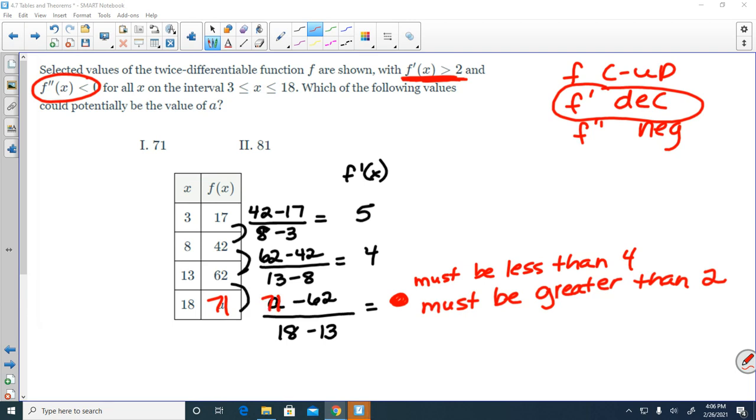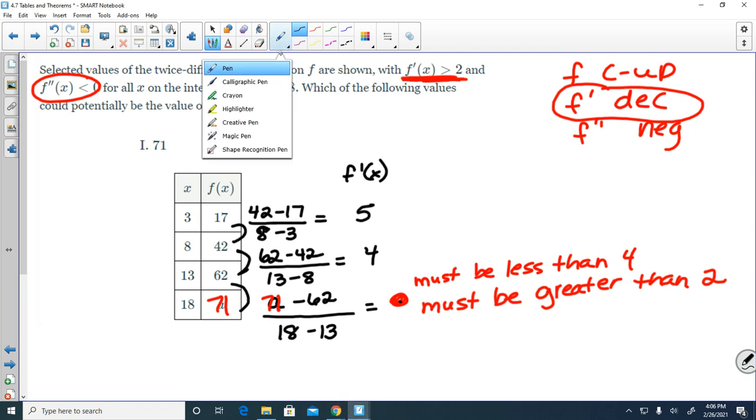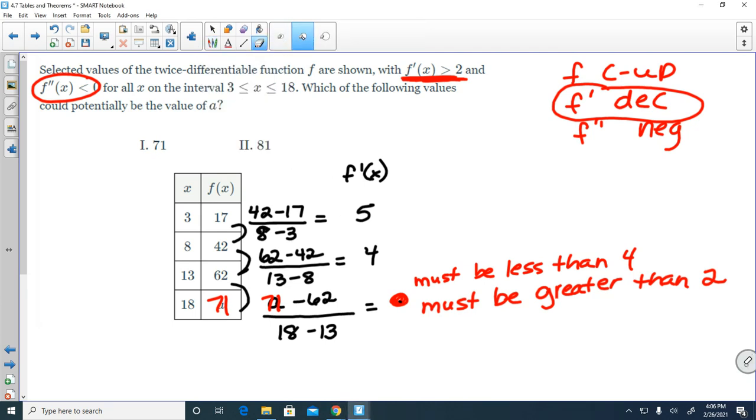If this number is 71, then that means I end up with 71 minus 62. I end up with 1.8. Well, 1.8 is less than 4, but it's not greater than 2. So 71 can't be that number. Okay? So then let's try the 81.